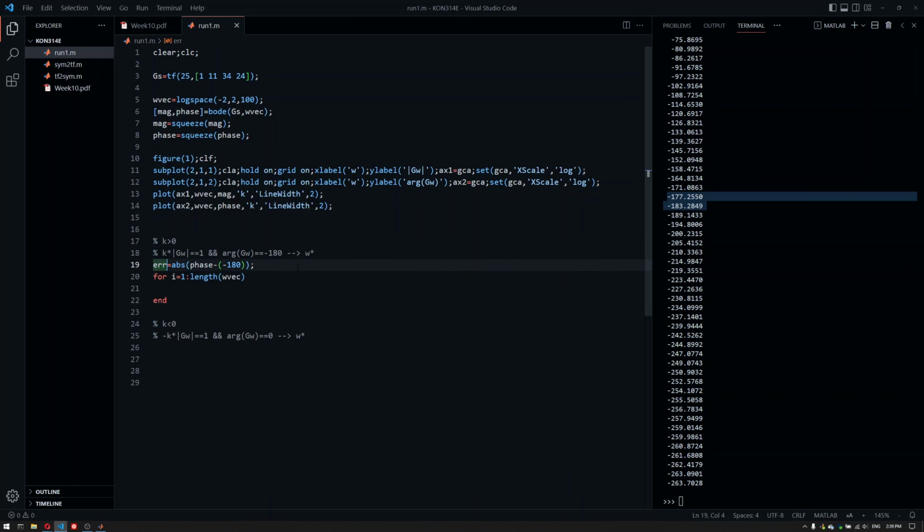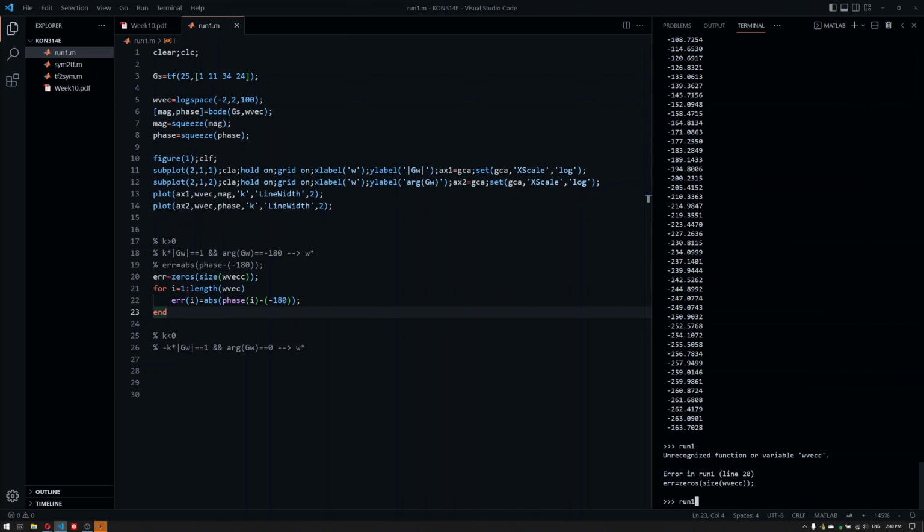For each value, we are going to assign the error here, the phase I value, and that's basically it. Maybe, let me just comment this out. Maybe we need to define error equals 0 size omega vec. So that could also be it. So let's run one. We missed omega vec. We misspelled it. There we go.